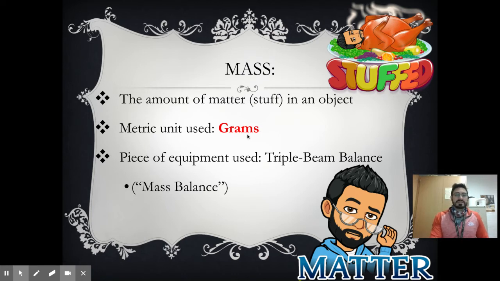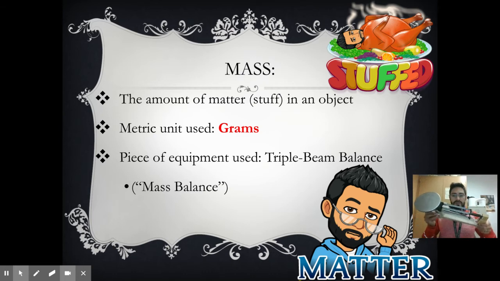The unit in the metric system that's used is grams. In the customary units, we use pounds or ounces, but not in SI units or metric units. We use grams for the metric system. The piece of equipment that we use, I have here, is called a triple beam balance. You might be asking yourself, why is it called triple beam balance? Because if I turn it this way, how many beams do you see?